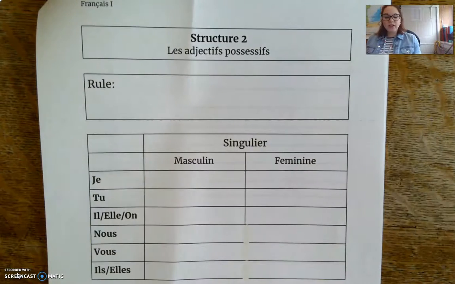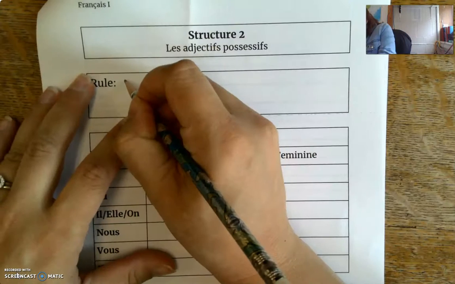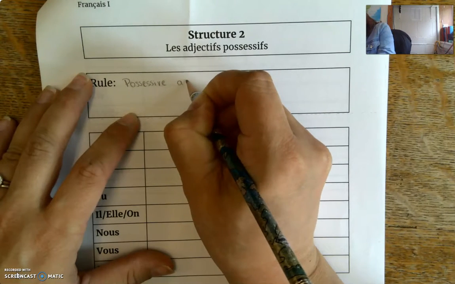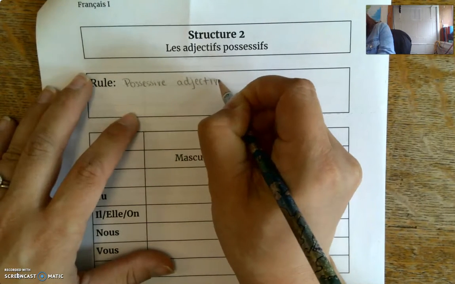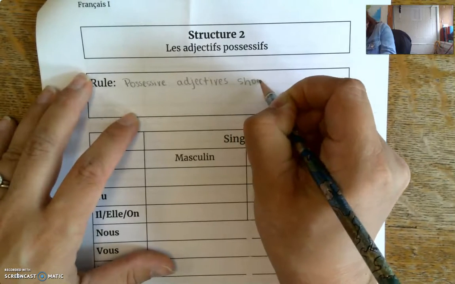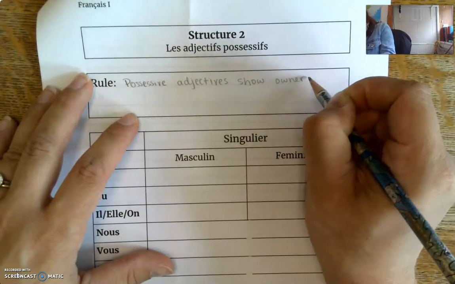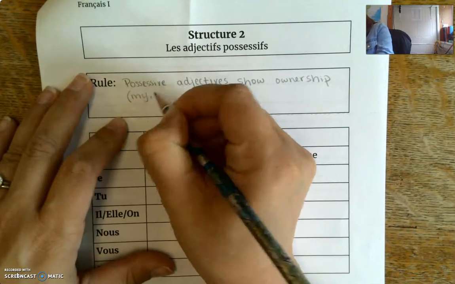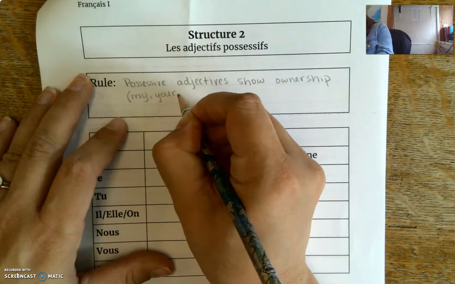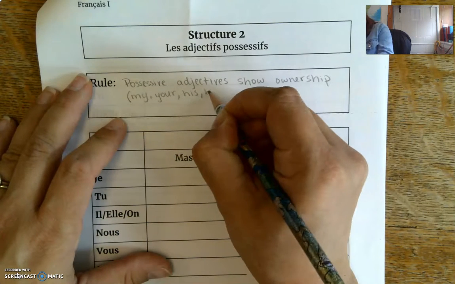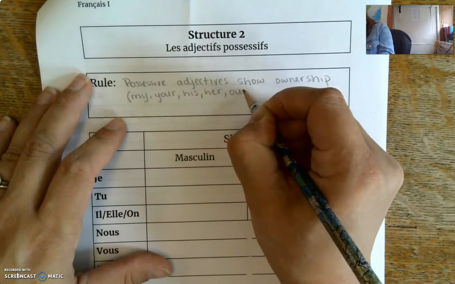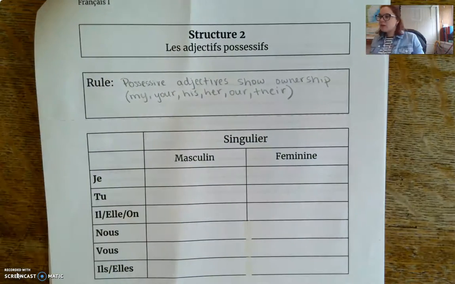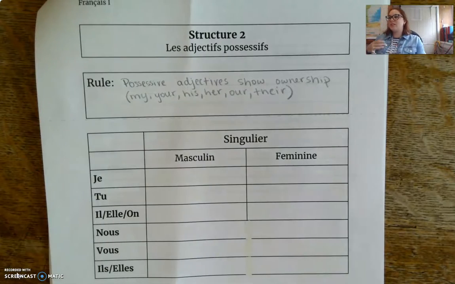So we've got the general idea that possessive adjectives show ownership. And this is like in English, my, your, his, her, our, or their. So that is the general idea about possessive adjectives, that these show ownership.